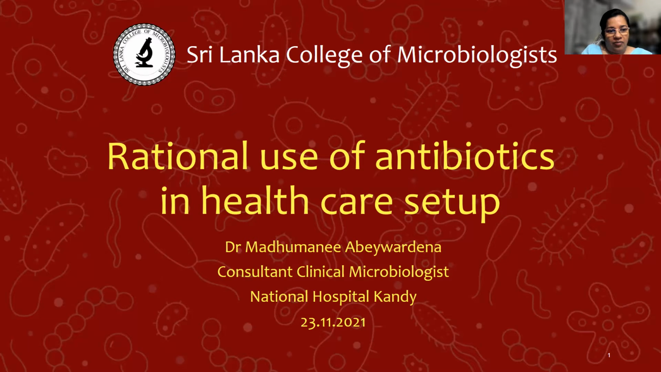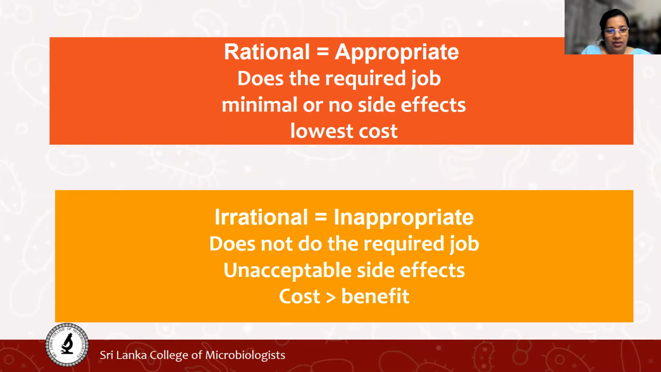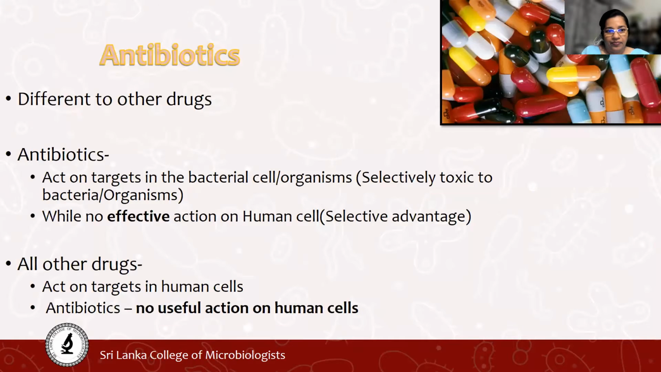Today we are going to talk about rational use of antibiotics in healthcare setup. So what is rational? Rational is appropriate or does the required job with minimal or no side effects with lowest cost. And irrational means inappropriate, does not do the required job, unacceptable side effects, and cost more than benefit.